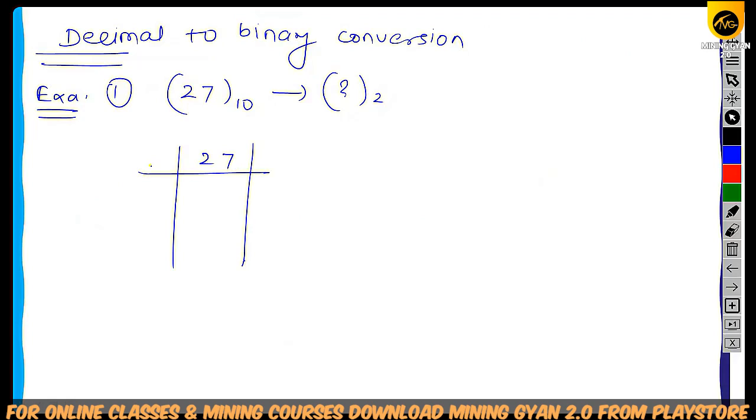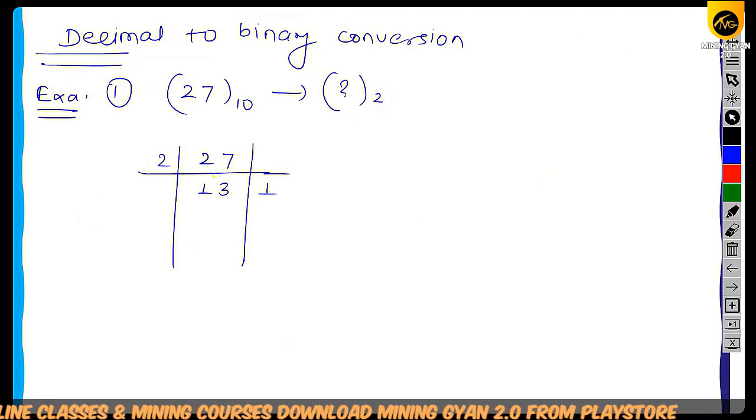Okay, divide this 27 by 2. So 2 ones are 2, and 2 threes are 6, so the remainder will be 1. Write it down in the next column. Because 2 ones are 2, it's completely divisible.